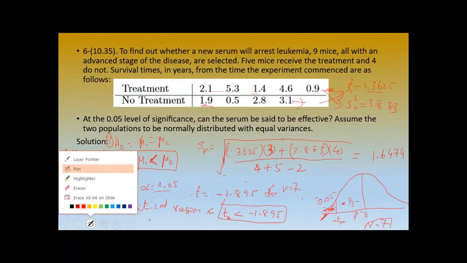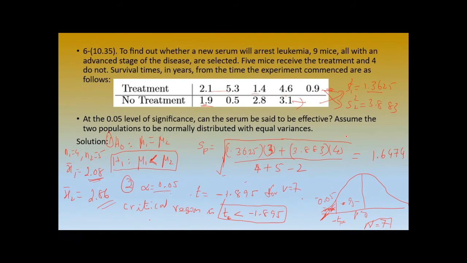Okay, now let me do the T value here. So we have to collect the information. Now writing the Sp value here. Sp is 1.6474. Okay, and the T value, that is the rejection area, critical region: T is less than negative 1.895. So we will erase the unnecessary part and then solve the problem in the same place. We will solve it here.